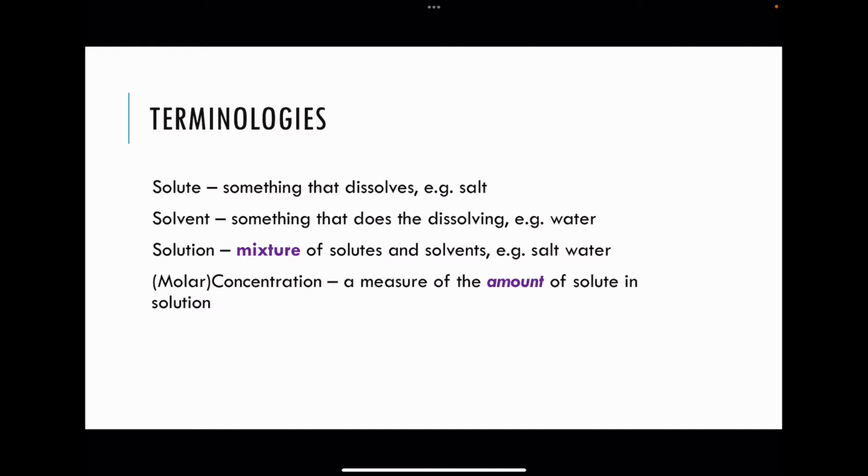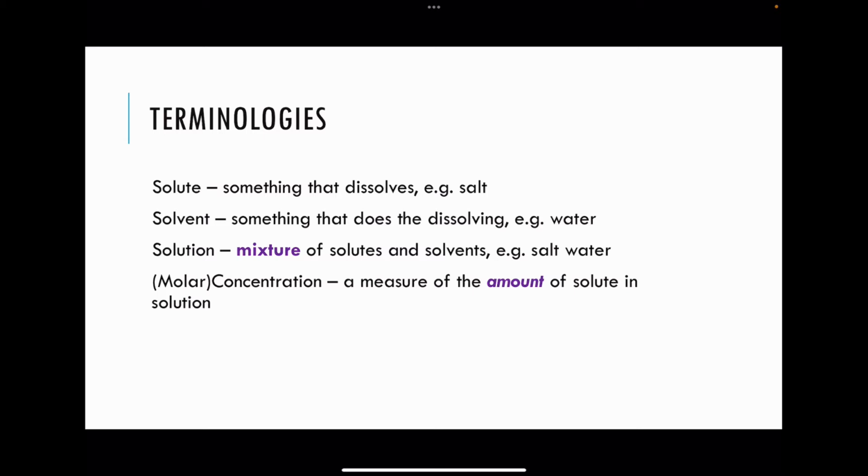Solute means something that dissolves, like salt. Solvent means something that does the dissolving, for example, water. Solution is a mixture. Okay, it's not a compound, it is a mixture of solutes and solvents. For example, salt water is one of them. So we don't really have a chemical formula for a solution straight away.